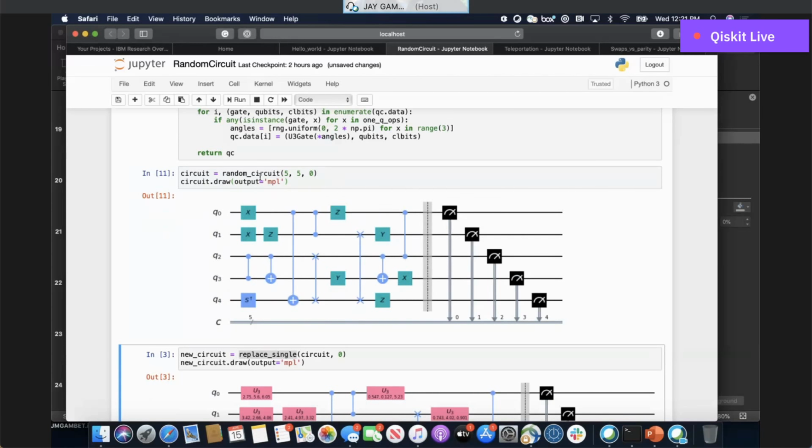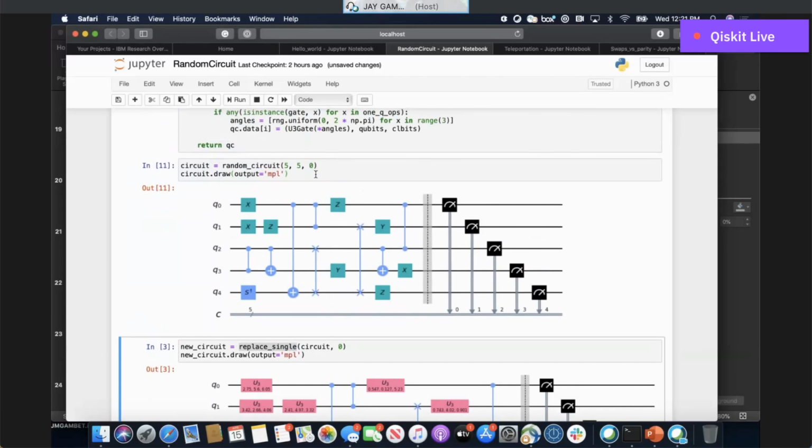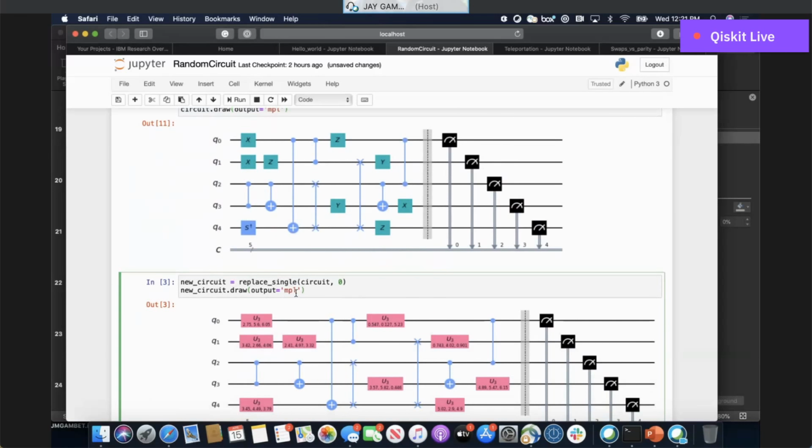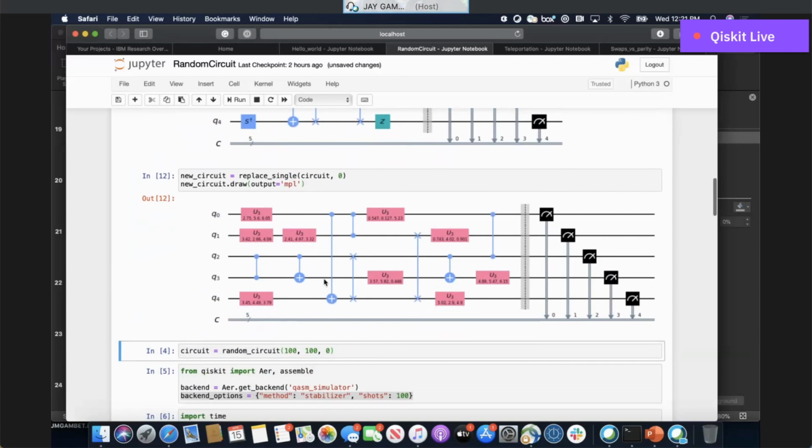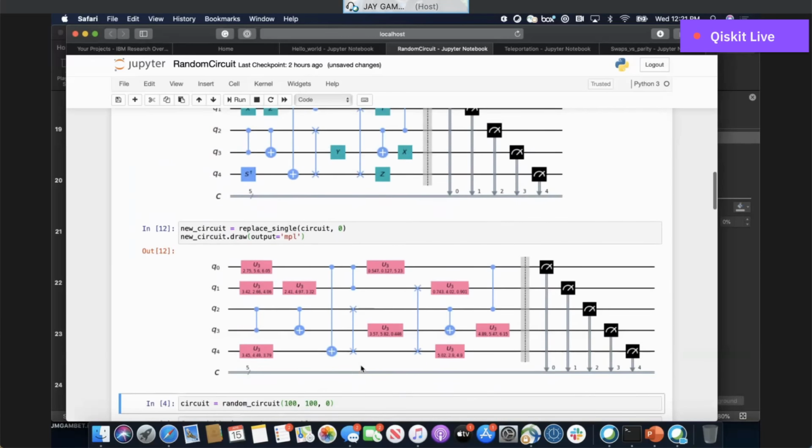So here I just randomly made a circuit of 5 qubits of depth 5. So 1, 2, 3, 4, 5. Okay, and the initial seed of 0. And here's what I'm going to do: I'm going to go through the circuit and replace every one of these single qubits with an arbitrary random single qubit rotation in the single qubit space to make the second set of circuits. Okay, so these circuits look very similar.